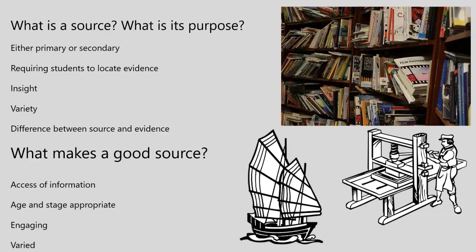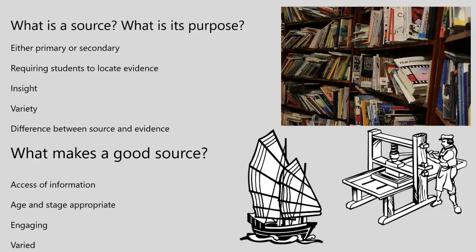There's a difference between sources and evidence. So history is based on both of these. So a source is anything that can be used to investigate the past, and evidence is relevant information obtained from the sources that can be used in the inquiry sequence.